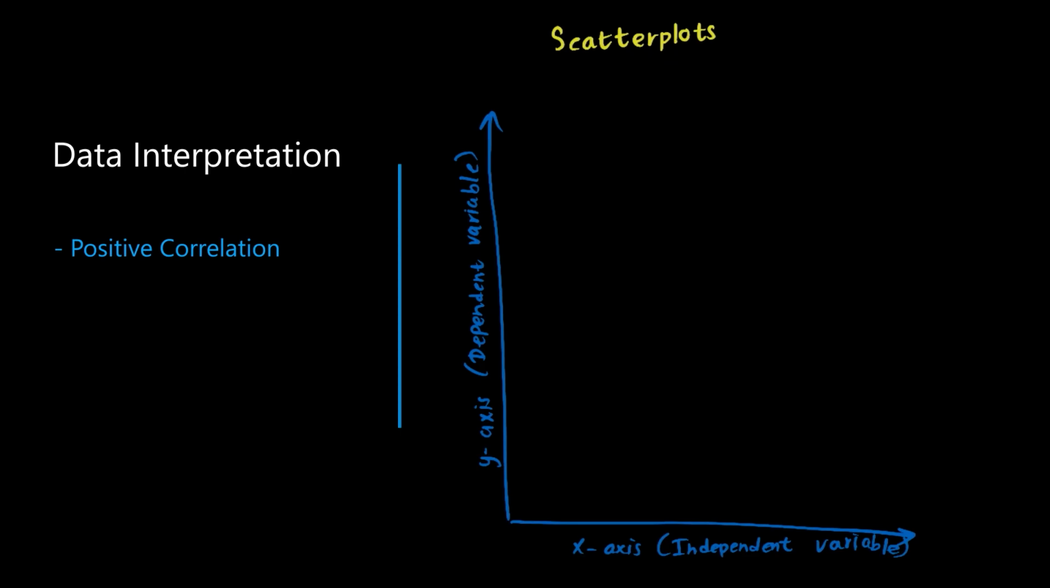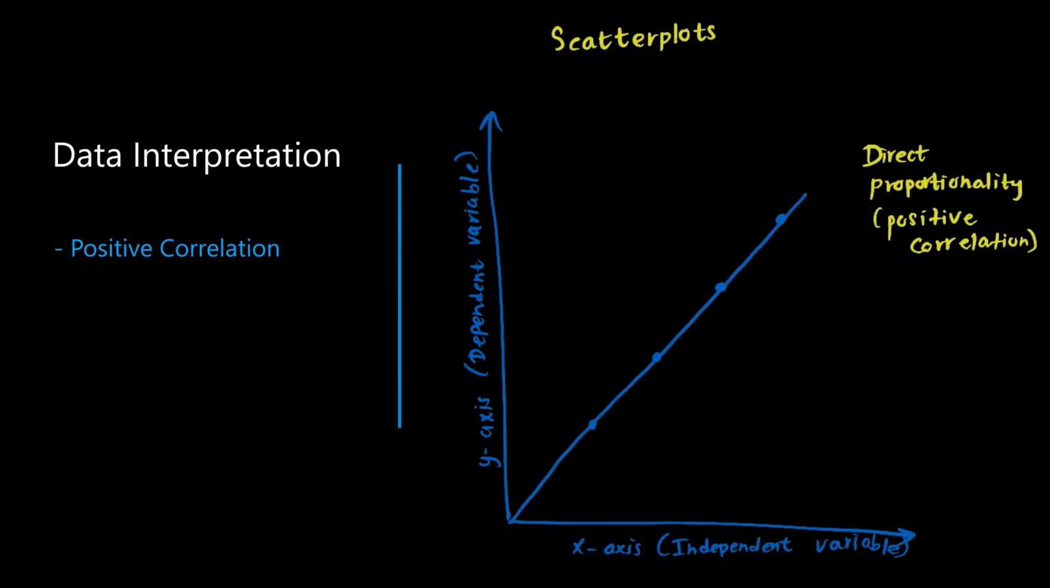When we plot data, we often look for patterns. One common pattern is direct proportionality, also known as a positive correlation. This is when two variables are linked in such a way that as one increases, the other increases proportionally. The graph of this relationship is a straight line sloping upwards.